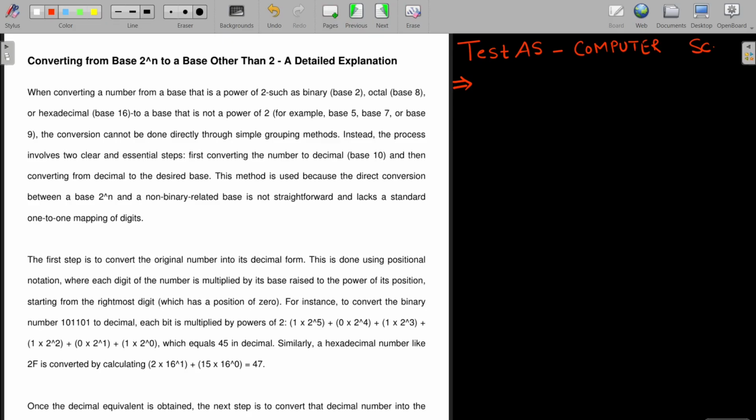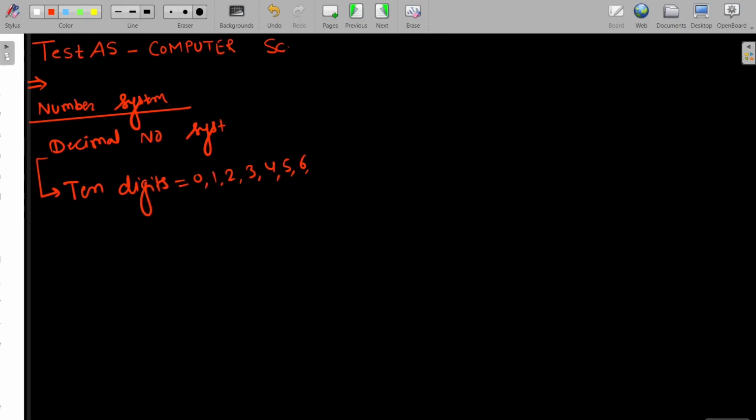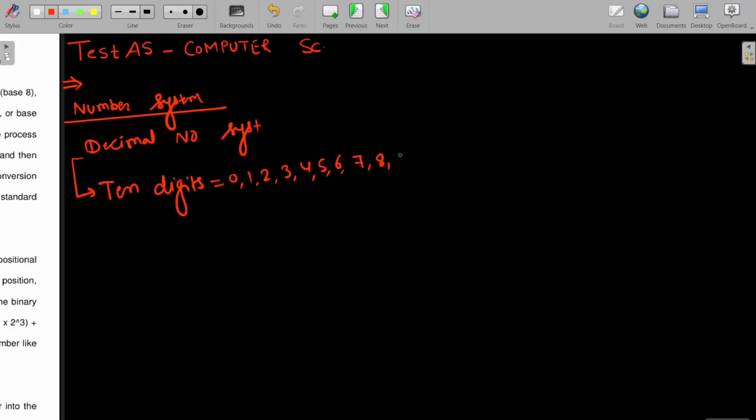But before going to this passage, I will try to explain the fundamental of number system. See, what is the number system? For example, we have decimal number system. We are familiar with decimal number system. Why is this called the decimal number system? Because in decimal number system, we have total 10 digits, and those digits are 0, 1, 2, 3, 4, 5, 6, 7, 8, 9, and after that, there will be combination of these digits like 10. 10 is a combination of 1 and 0.